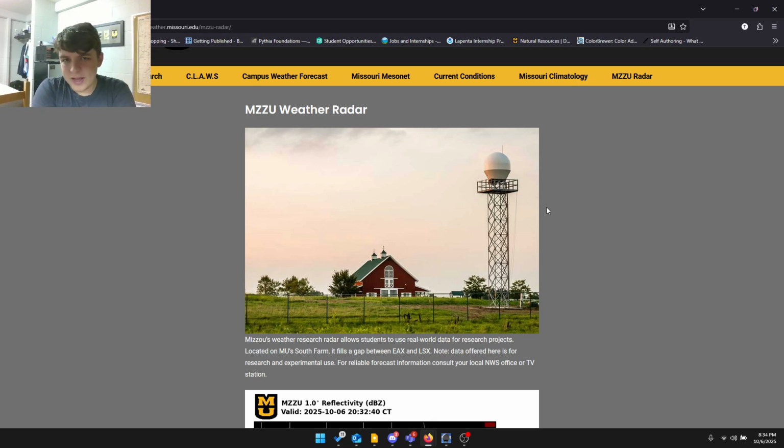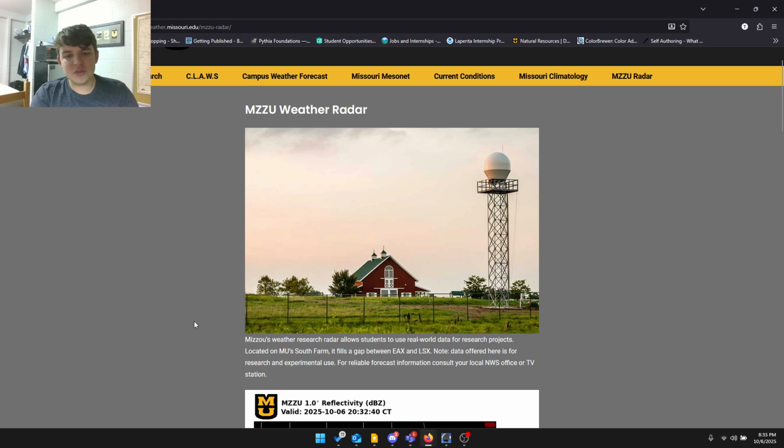With the MZZU radar, if you have a mesocyclone that's somewhat close to it, within its range, it will give you a significantly better picture, a significantly more low-level picture of what exactly is going on within the storm, and that can be critical for National Weather Service forecasters beyond research applications.